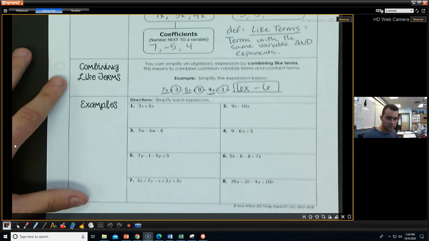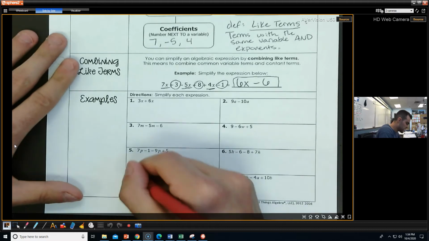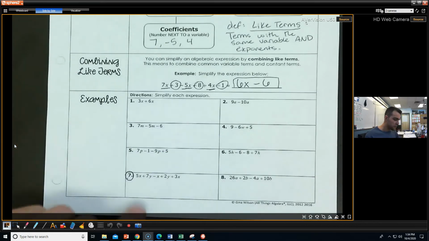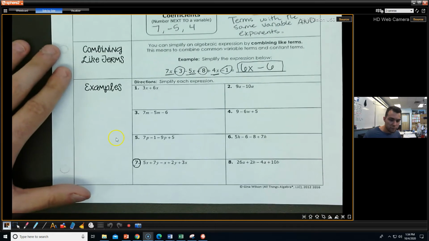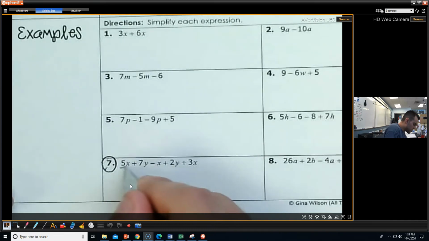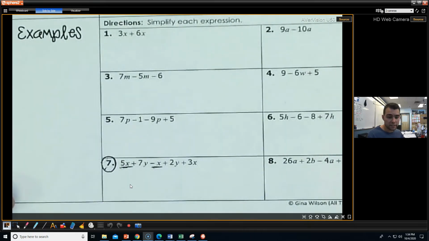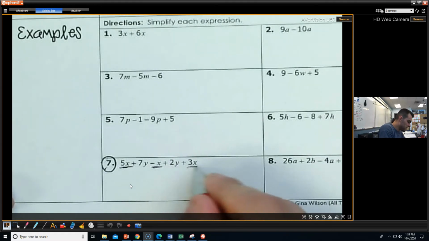All right. So let's try something that looks harder than some of these up here. For example, let's look at number 7 right here. We've got 5x plus 7y minus x plus 2y plus 3x. So how I do this is I underline all my like terms. I keep the signs too. I do that as well.